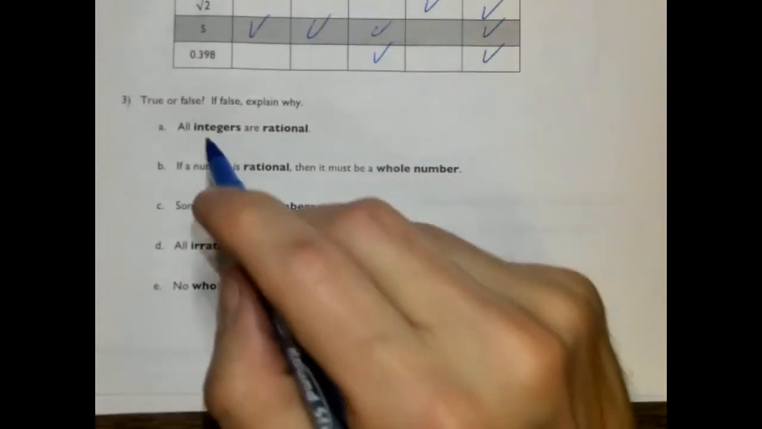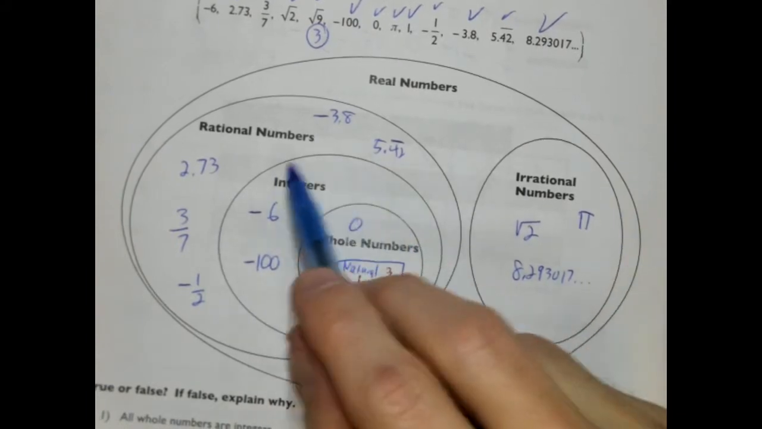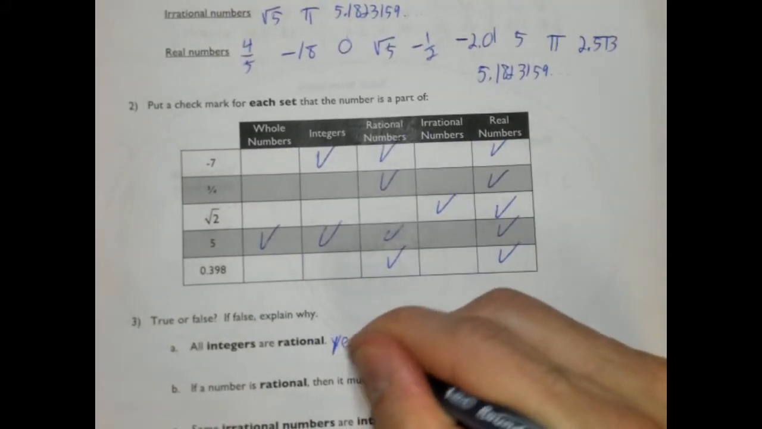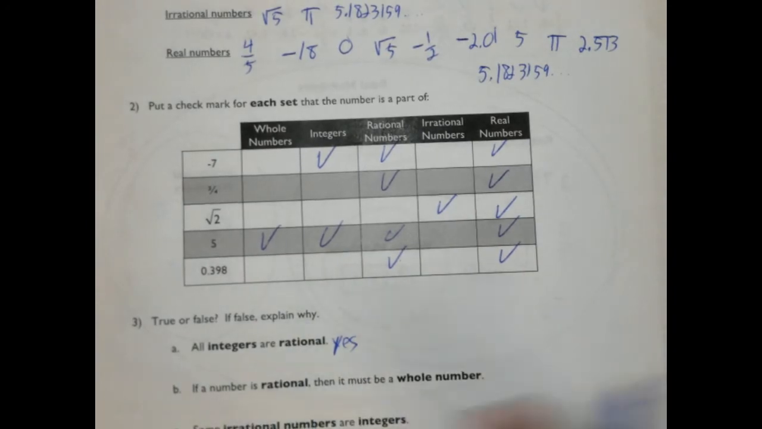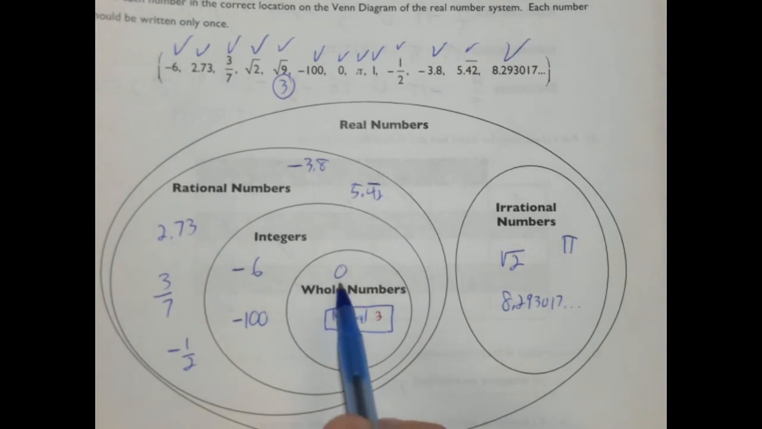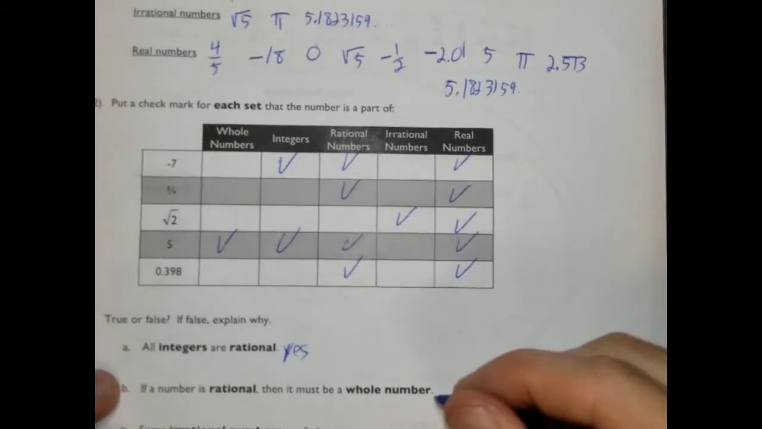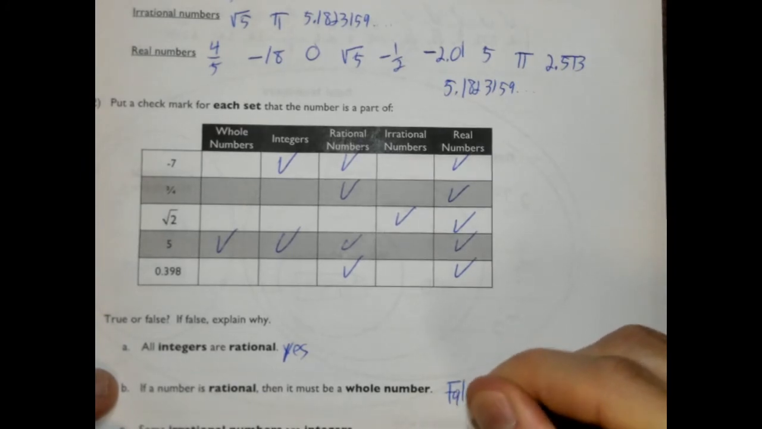So hopefully I don't screw this up. All integers are rational. Let's look. It's actually easy to go back and look. So integers are all within the rational symbol, so yes. If a number is rational, then it is a whole number. So just because a number is rational doesn't mean it has to be a whole number. There's actually plenty of numbers over here that are not whole. So it's going to be no or false.